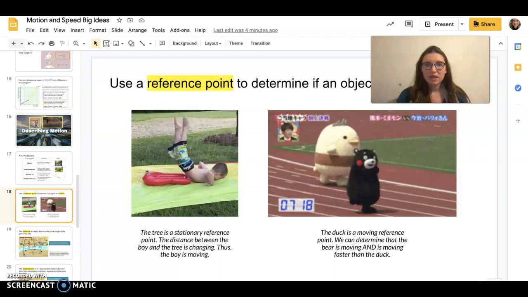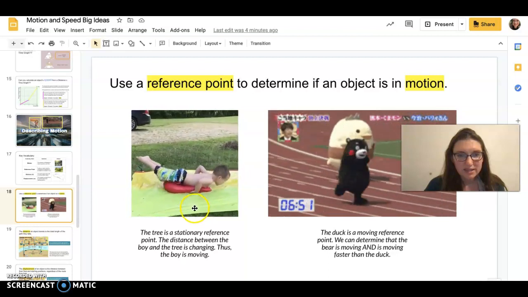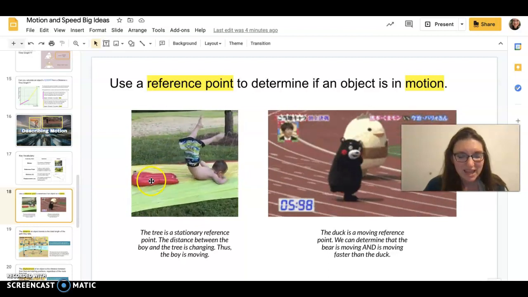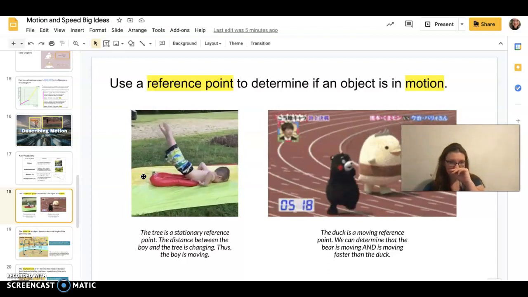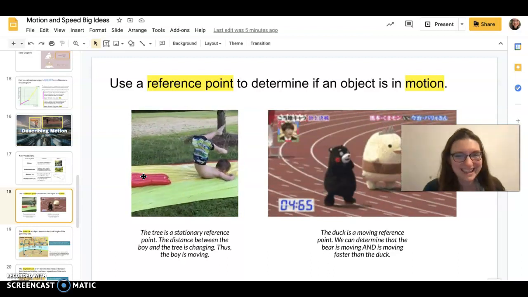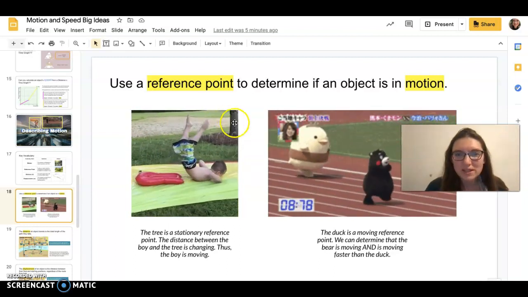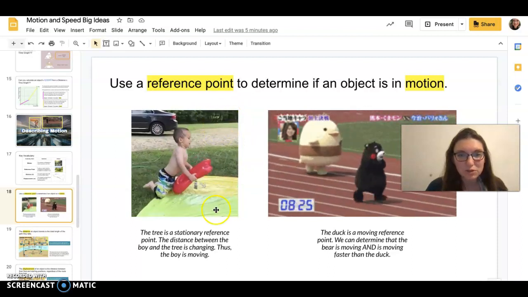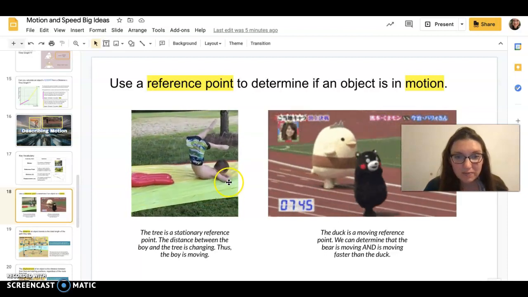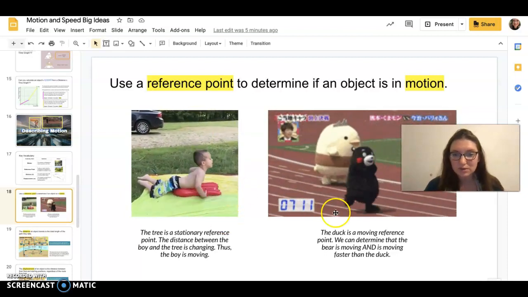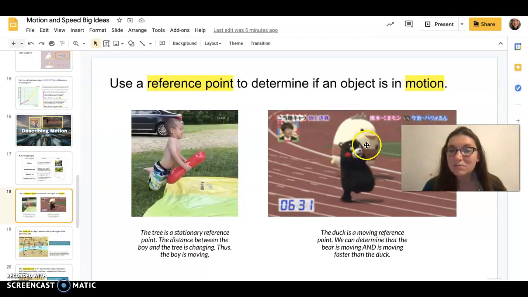So we can use a reference point to determine if an object is in motion. In this case, I would say that his floaty thing is the reference point there, or his slip and slide thing. Or you could say there's this tree here you could use as a reference point. So he's starting off at maybe -5 feet from the tree, and he's getting closer and closer to that tree as he goes. For this one, we can think of this as a moving reference point.